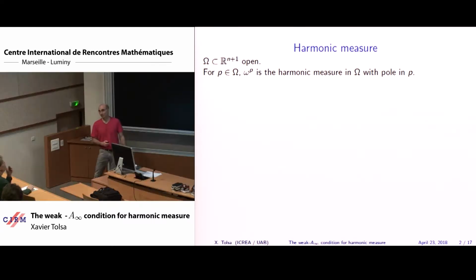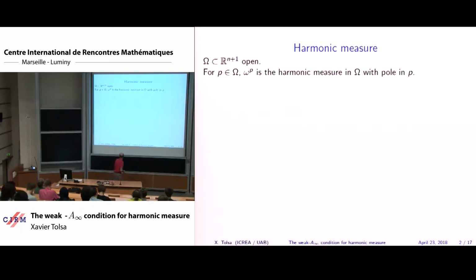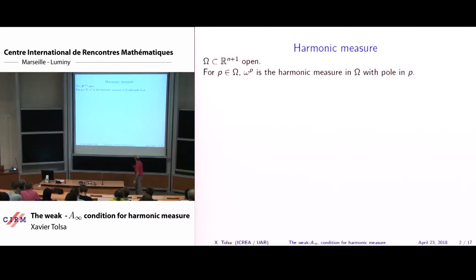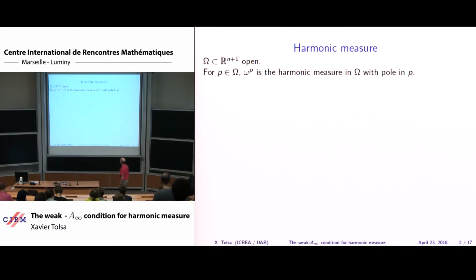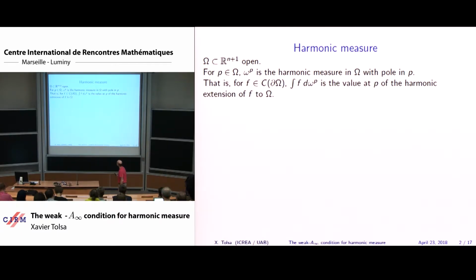I recall the definition of harmonic measure, which I guess most of you know. During the whole talk, omega will be an open set, and P will be a point in omega. We will be in R^{n+1}. Omega sub P denotes the harmonic measure with pole at P. Remember that this is defined in this way. We consider a function f continuous on the boundary of omega, and then the integral of f against harmonic measure with pole at P is the value at P of the harmonic extension of f to omega.